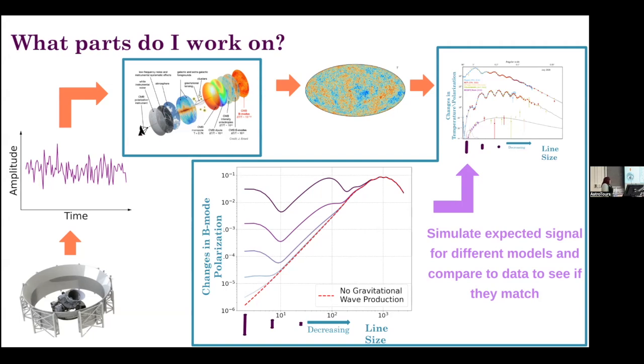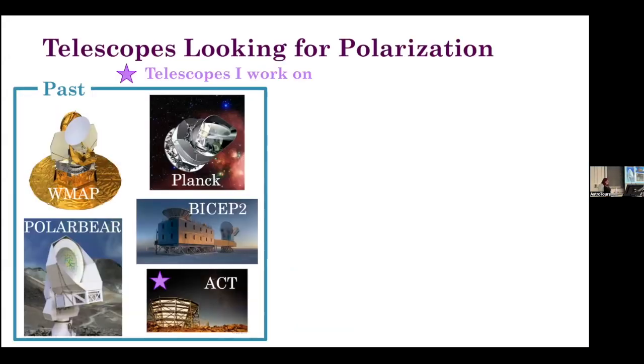So there's actually a lot of telescopes that have looked for these types of things and are looking for it, but here's a not complete list with little purple stars on the telescopes that I work on. So there is things like WMAP, which was a telescope in space, Planck, which was a telescope in space, Polar Bear, which was a telescope in Chile, BICEP 2, which is a telescope in the South Pole. They have newer versions of this there now. The Atacama Cosmology Telescope, or ACT, which was a telescope in Chile.